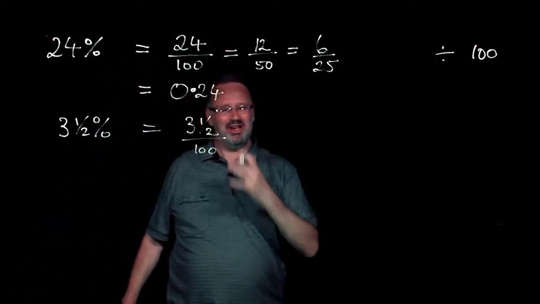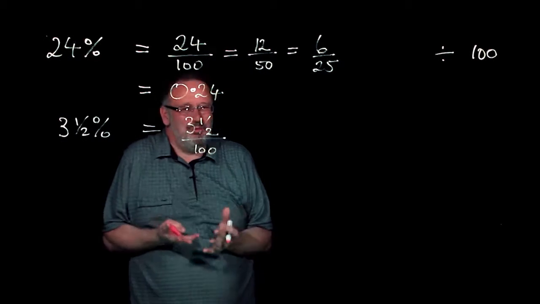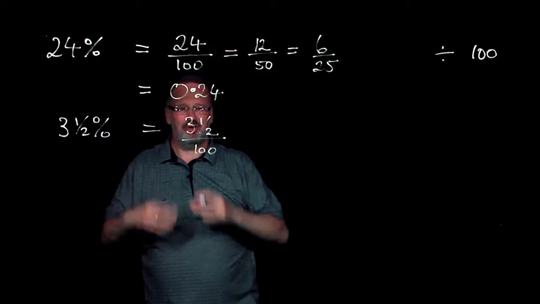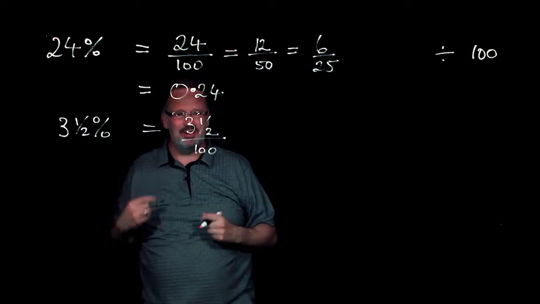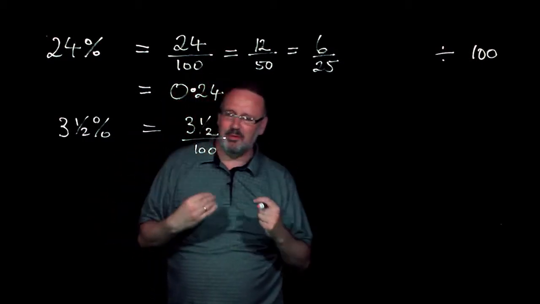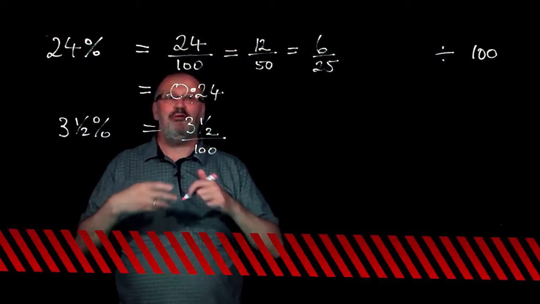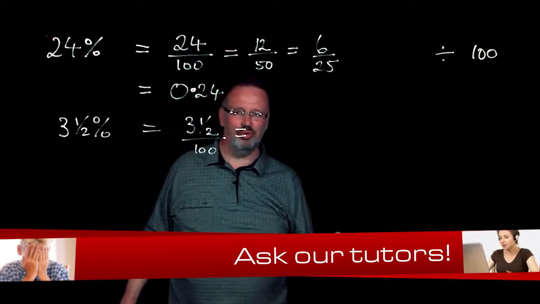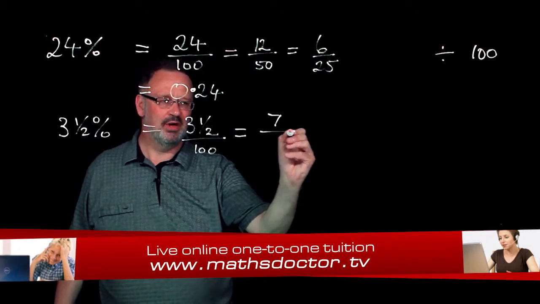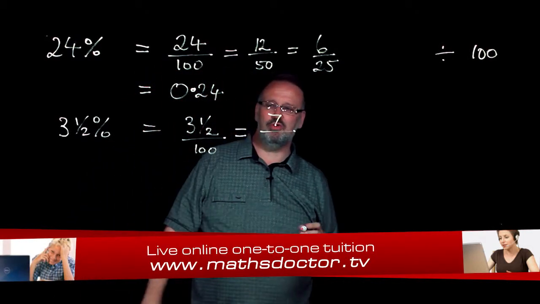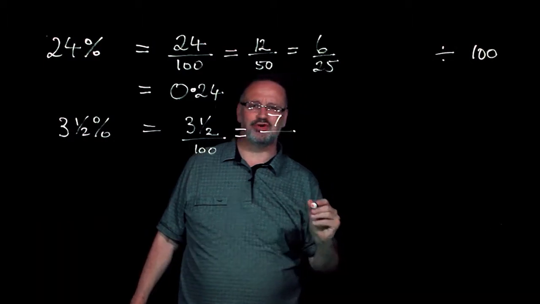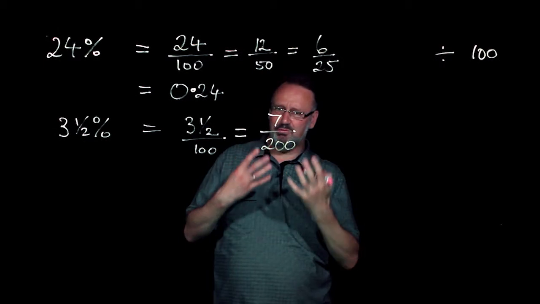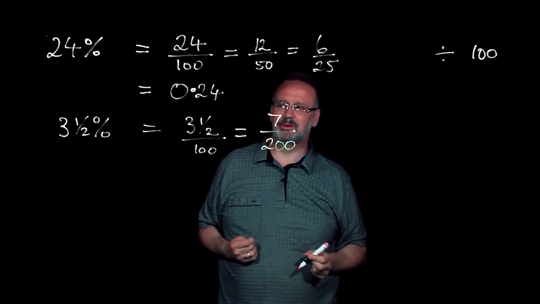Now, looking at that, that's clearly not a proper fraction like we like to deal with, because I've got a decimal number on the top divided by 100. But thinking about our equivalents, if I were to multiply 3.5 by 2, I would get 7. And this time, if I multiply 100 by 2, I would get 200. And that now is a much tidier looking fraction.